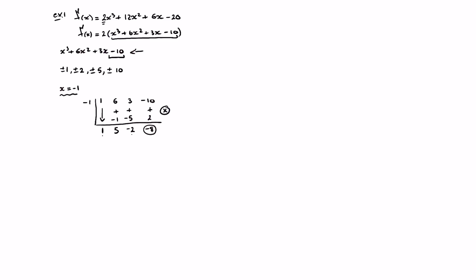That's okay, we move on to the next value. We try x equals 1. Again, we make our small table. The coefficients are 1, 6, 3, and negative 10, and we're evaluating at 1. So we carry down the 1. 1 times 1 is 1. 6 plus 1 is 7. 1 times 7 is 7. 3 plus 7 is 10. 1 times 10 is 10, of course. And negative 10 plus 10 is 0. Since we find 0, this means that x equals 1 is a root.